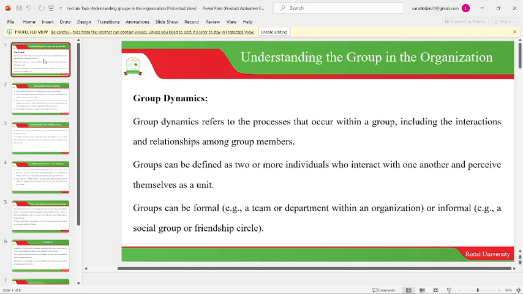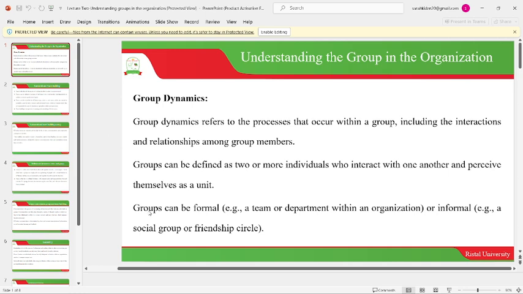The definition of group dynamics refers to the processes that occur within a group, including the interactions and relationships among group members. Or in other words, group dynamics are the processes that shape the behavior and performance of a group, for example, communication, conflict, decision making, motivation, and power. Understanding group dynamics can help managers and leaders to foster collaboration, creativity, and productivity among group members.